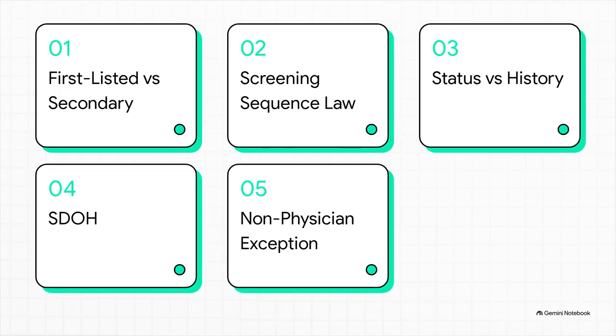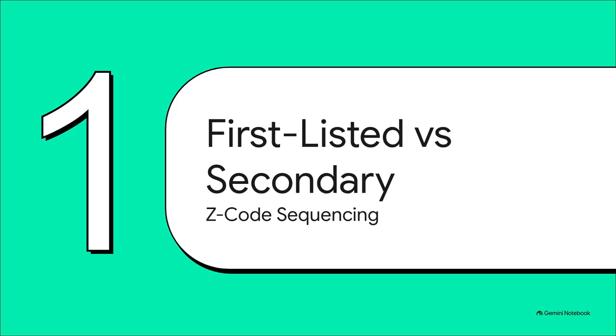To get a handle on all of this, here is our agenda for today's explainer. We're going to cover first listed versus secondary Z codes, then the screening sequence law, status versus personal history, social determinants of health, and finally, we'll wrap up with the non-physician exception. All right, let's jump straight into Section 1, first listed versus secondary Z codes.